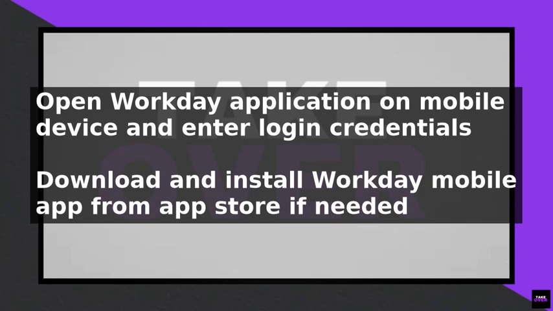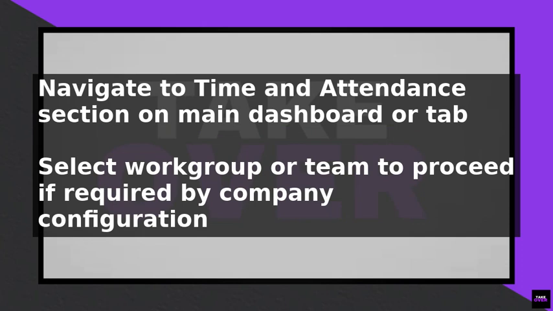After logging in, navigate to the Time and Attendance section of the app. This is usually located on the main dashboard or under a Time Off or My Time tab. Depending on your company's configuration, you may need to select your workgroup or team to proceed.